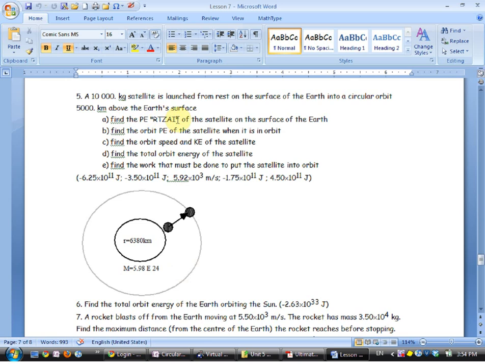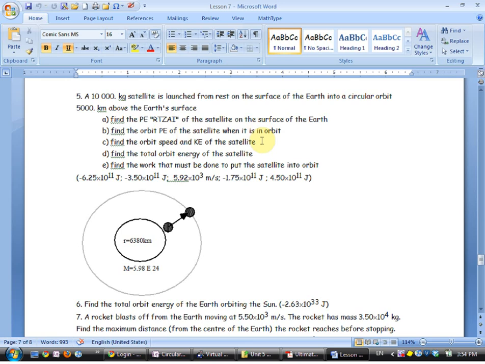Could you find the potential energy of the satellite on the surface of the Earth? Yeah, negative big G, big M, little m over R Earth. Could you find the potential energy of the satellite when it is in orbit? Yeah, negative big G, big M, little m over R final.